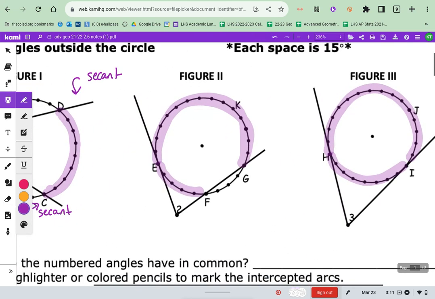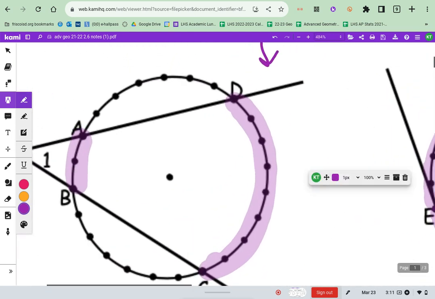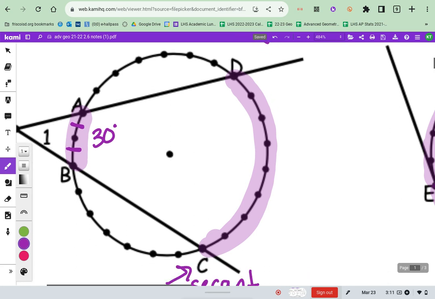And we are going to measure these guys, and we're going to measure them using the rule that we did last time where each space is 15 degrees, just so you don't have to use a protractor to actually measure. So like on the first one, that would be 15, 30 degrees, so AB is 30. And on the second one, we've got 15, 30, 45, 60, 15, 30, 45, 60. Okay, so 120 degrees for arc DC.